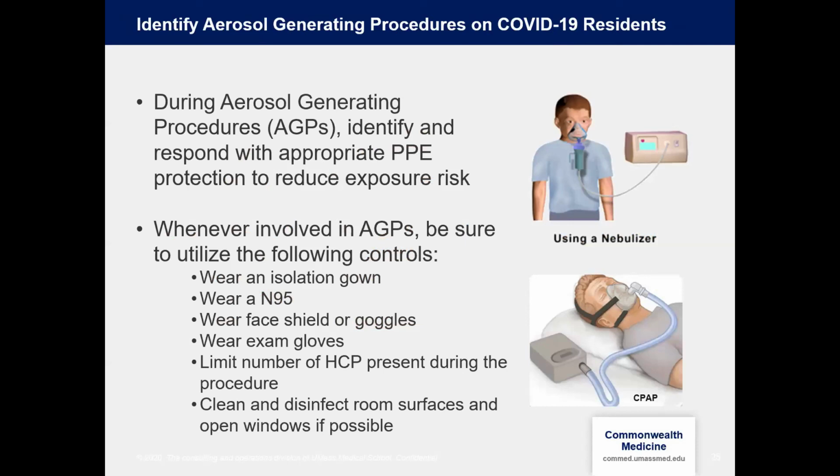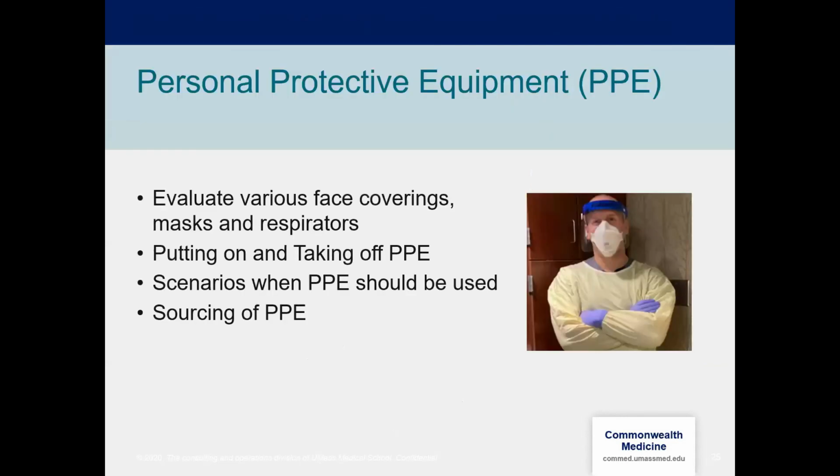So during those kinds of procedures, the CDC recommends that PPE be worn: an isolation gown and then an N95, protecting your eyes with a face shield or goggles or safety glasses, wearing gloves, limiting the number of staff, the healthcare professionals present during the procedure, and then following the procedure, cleaning and disinfecting the room and opening the windows if possible. I think that's underestimated in many settings. If you can just flush out the air, keep the windows open. I know it's really cold during this period of time, but that's a really good control measure, just to try to dilute the air in settings.